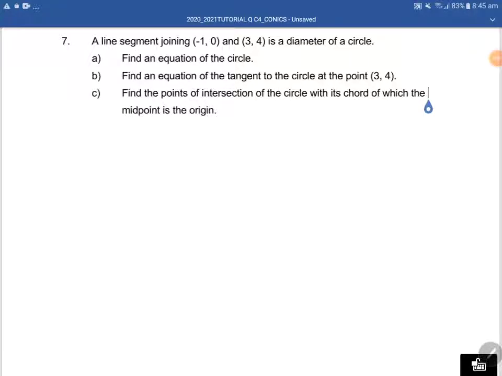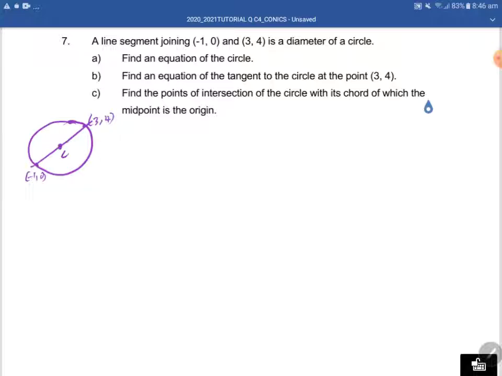So for question number 7, a line segment joining (-1, 0) and (3, 4) is a diameter of a circle. So we have a circle with 2 points connecting, giving it as a diameter of the circle. What are the 2 points? (-1, 0) and (3, 4). Because it's a diameter, it should pass through the center. So we can find the center by finding the midpoint between these 2 points.